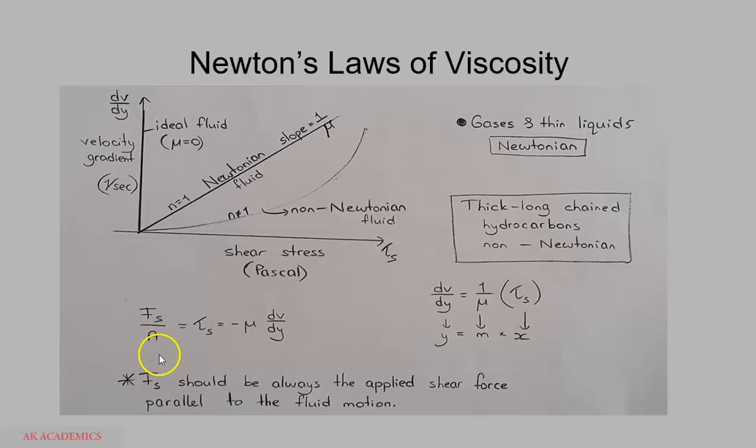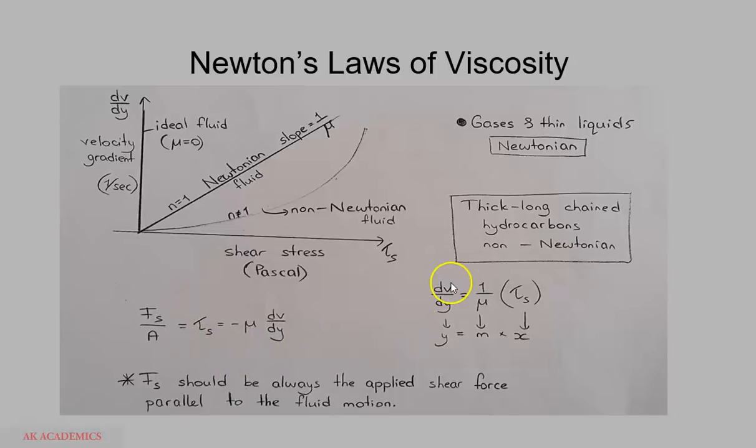Also, we have force over area. This Fs represents the shear force. Force over area is normally given as pressure. So when we have shear force over area, we have what we refer to as our shear stress. And don't forget that shear stress is also measured in Pascal, the same unit as pressure. And that shear stress is given as minus mu dv dy for Newtonian fluid.